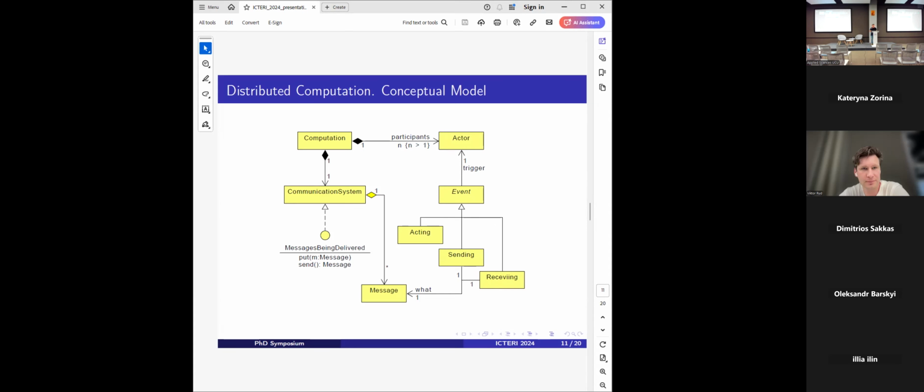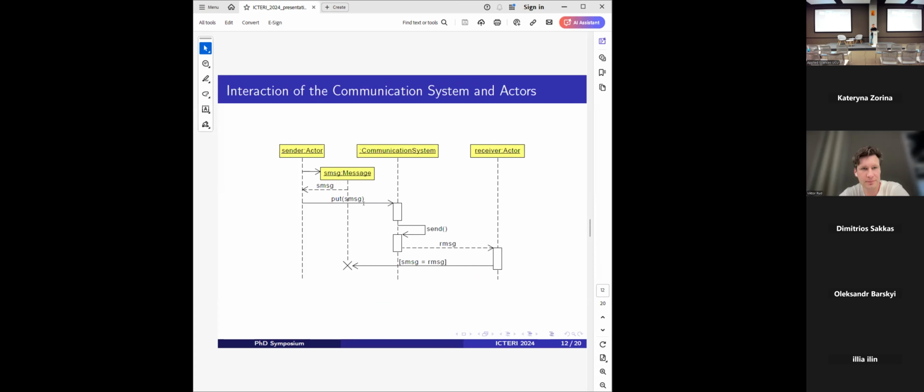The conceptual model forms the basis for understanding how distributed computations operate in systems where processes are isolated yet need to communicate effectively to perform computations. So we have no shared memory in this conceptual model, just actors, and they communicate with what we will explain in 1 minute next.